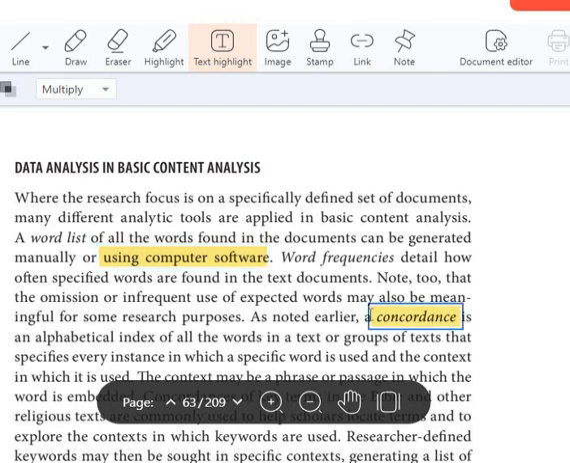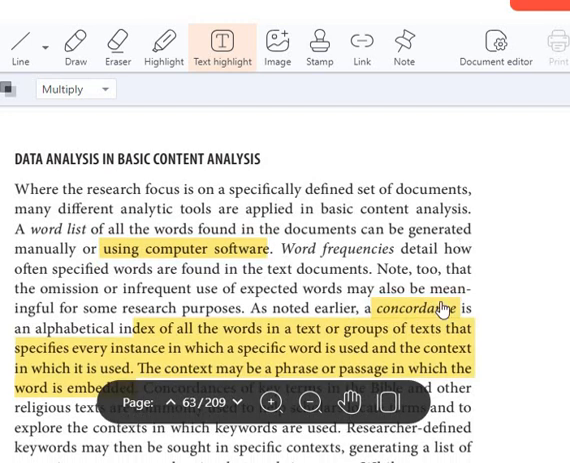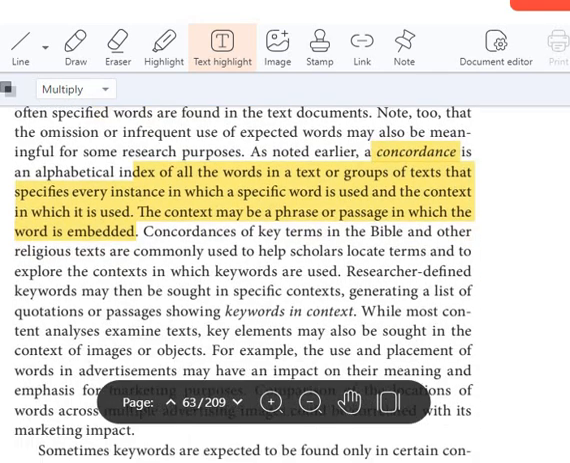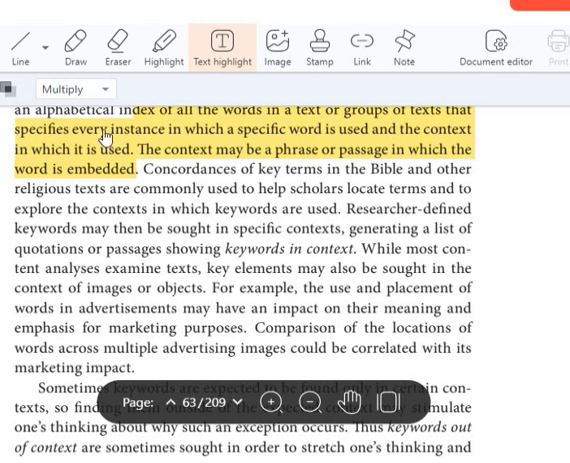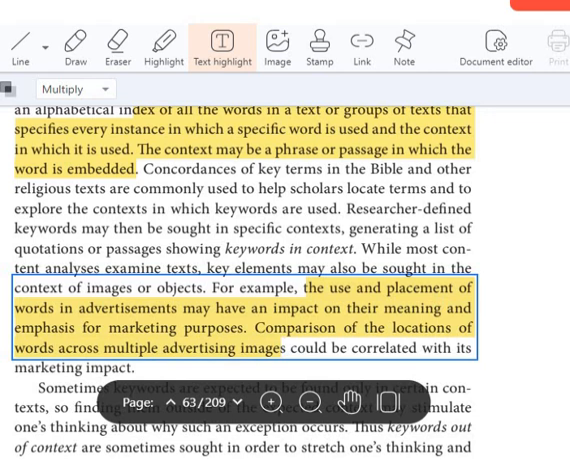Also another mention here of concordances. Here there's a definition of concordance: it is an index of all the words in a text or a group of texts that specifies every instance in which a specific word is used. The context may be a phrase, or a passage in which the word is embedded. And I have previously said that it is so helpful for researchers or for future researchers. The use and placement of words in advertisements may have an impact on their meaning. This is an example for marketing purposes.